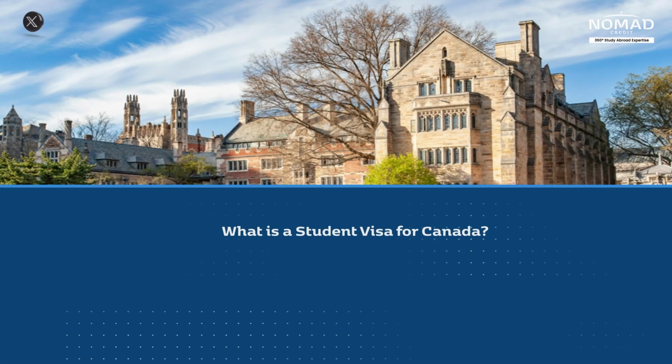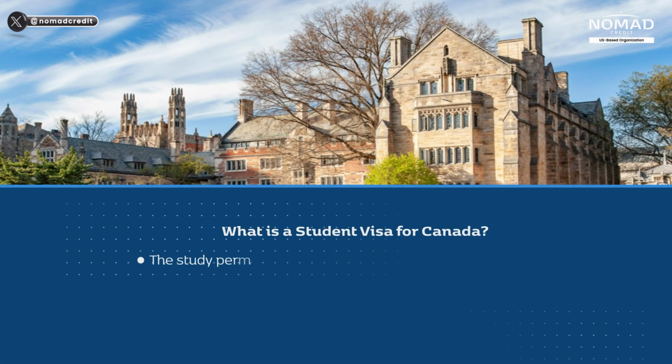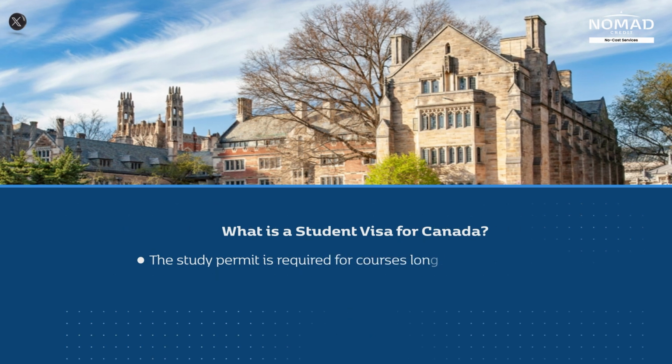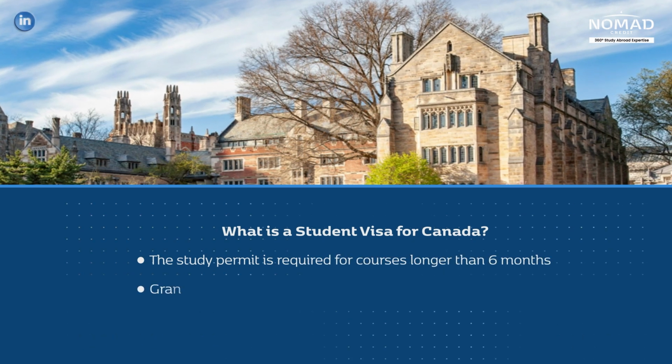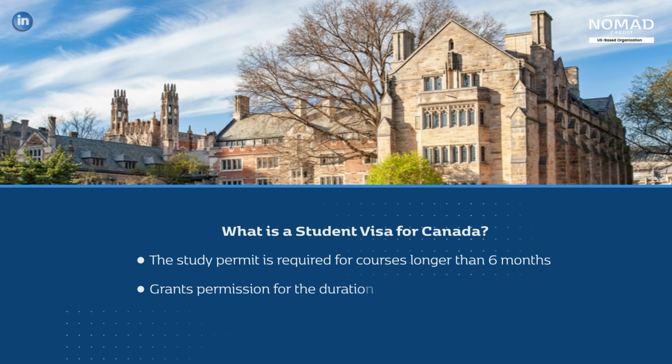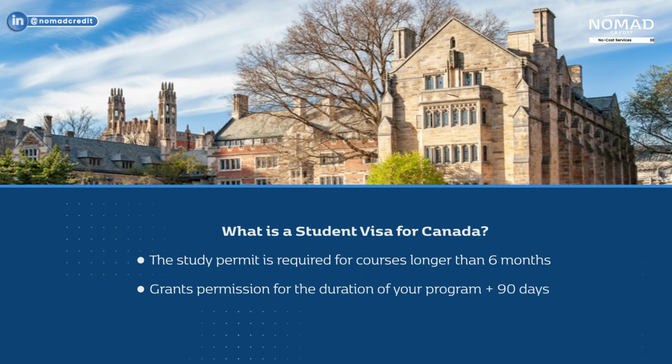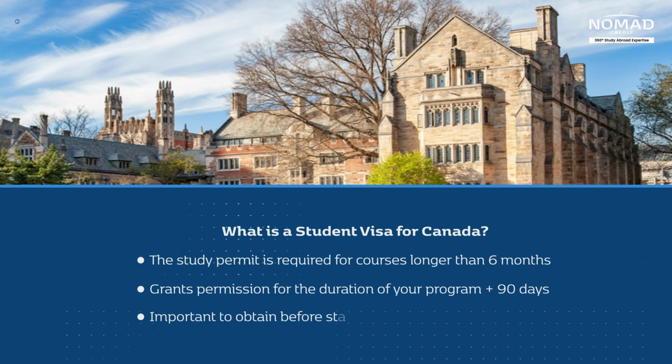What is a student visa for Canada? The study permit is required for courses longer than 6 months. It grants permission for the duration of your program plus 90 days. It is important to obtain before starting your studies.